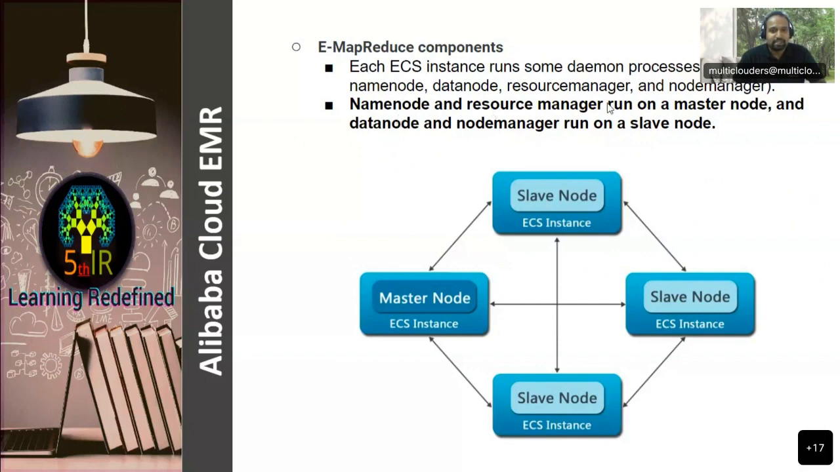Again, you see here which will be running in the master node. The name node and resource manager will be running in the master node, so your data will not be stored in the master node. And in the slave node, the data node and node manager will be running, so your data will be stored in the slave node. This is an important concept you have to know. So that's a short introduction about Elastic MapReduce, the architecture of Elastic MapReduce, and the different types of nodes used in Elastic MapReduce.